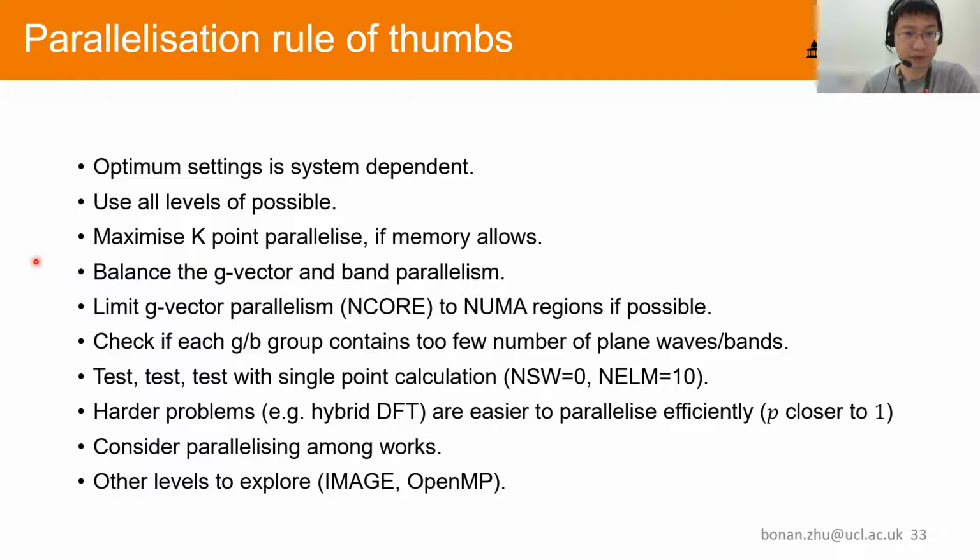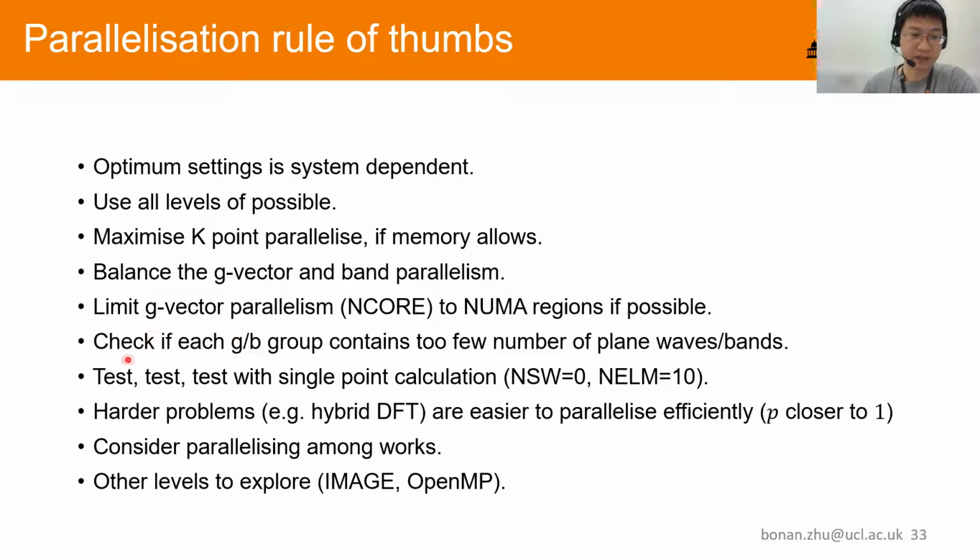Once you have the K points parallelized as much as possible, it's best to balance the G-vector and band parallelism, by basically having NCORE similar to NPAR. The other thing is, it's not very good to have this NCORE value too high, and you want the cores to be close to each other in the actual hardware, because they're going to have to do some intercommunication, essentially the all-to-all communication.